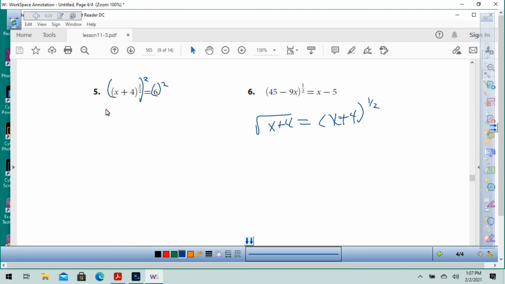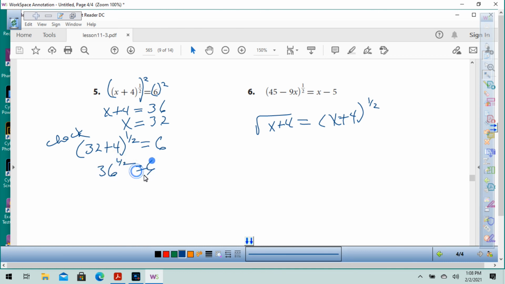And then what do we get? We got x plus 4 equals 36. So x equals 2. Oh, 32. So what do we got? 32 plus 4 to the 1/2, and that's the check, equals 6. So it's 36 to the 1/2 power, and 6 equals 6. So x equals 32 is in fact a solution.